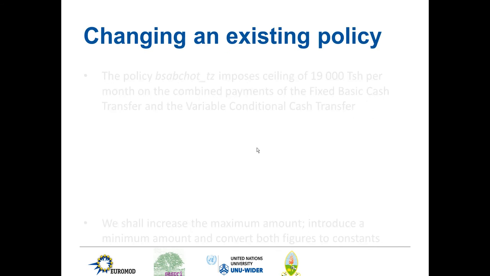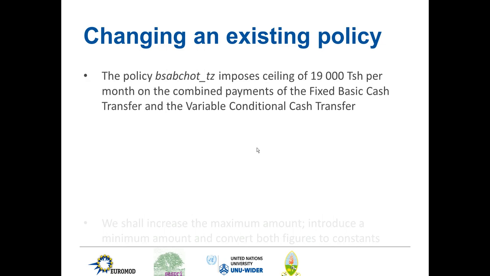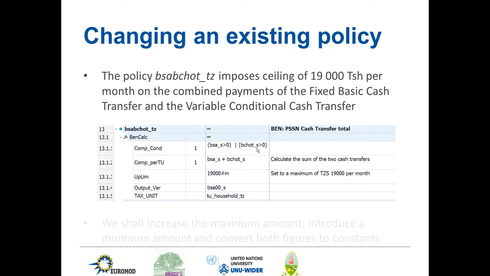Okay, how will we change an existing policy? Well, we're going to stick with our old favourite, the BSA BCHOT policy, because if you remember, that's the policy that looks at the fixed basic cash transfer for people that are getting them, and or the variable conditional cash transfer, and it currently imposes a ceiling of 19,000 Tanzanian shillings per month on the combined payments of the fixed basic cash transfer and the variable conditional cash transfer. There it is. That's the one that's actually implemented in the model, remember, using BenCalc. In the last presentation, you remember I showed it being implemented by a combination of the ELIG function and the ARITHOP function, but I also intimated it's more straightforwardly done with a BenCalc, and that's what it's actually done within the model. And so this is a clip from the actual model.